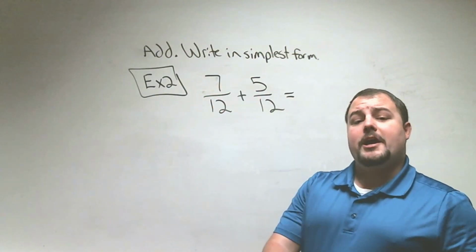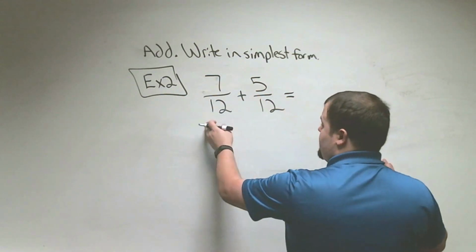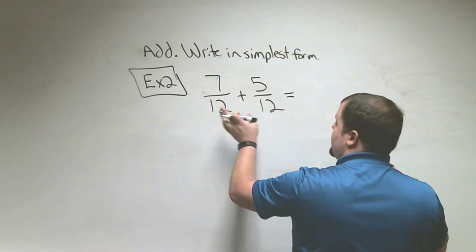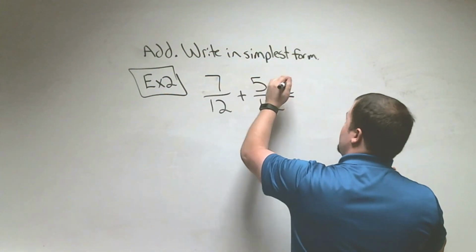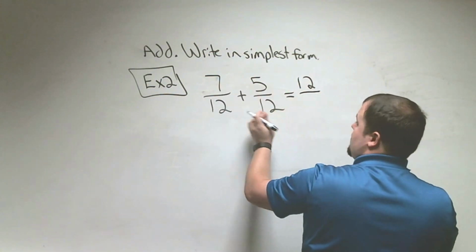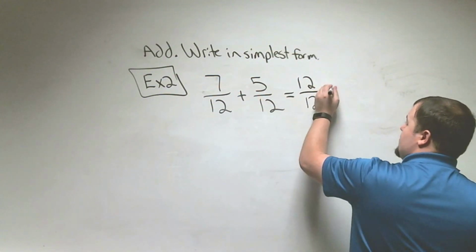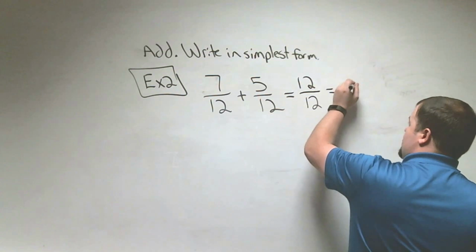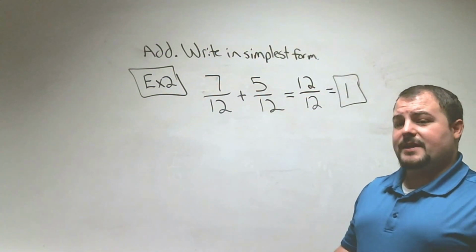In example 2, we're adding 7 twelfths and 5 twelfths. So we look at the numerators. We have 7 and 5. We look at the denominators, and they're the same, so we can add 7 plus 5. That's 12. 12 stays 12. So 12 divided by 12 is going to be my answer. So in simplest form, my answer is just going to be the number 1, because 12 divided by 12 is 1.